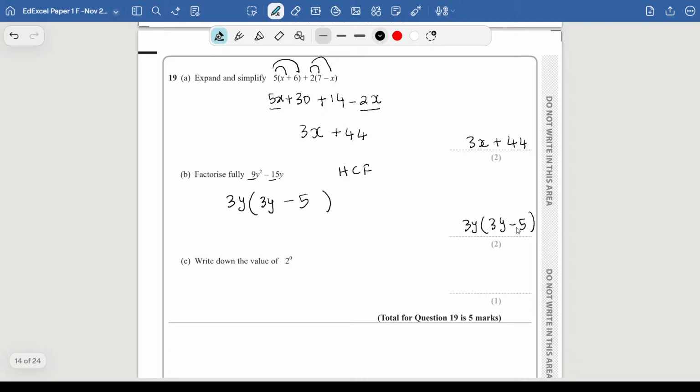So when you multiply out, when you expand this term, you should get back this one. So that's 3 times 3 is 9y squared, 3 times 5 is 15y. So the answer is right. Write down the value of 2 raised to 0. Any number raised to 0 gives me the answer 1. This is as per the index law. But then a should not be 0 here. This is the restriction. But other than 0, any other number raised to 0 gives me the answer 1. So the answer for 2 raised to 0 will be 1.